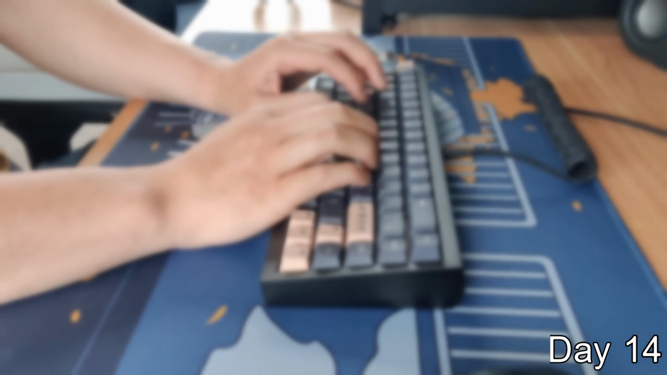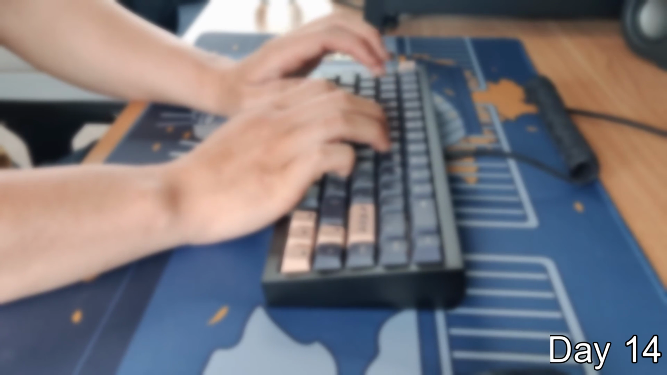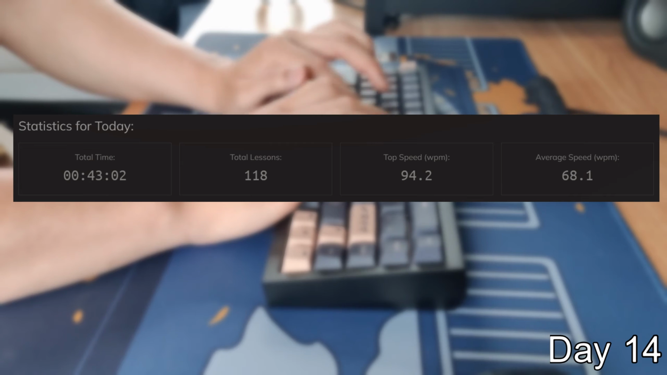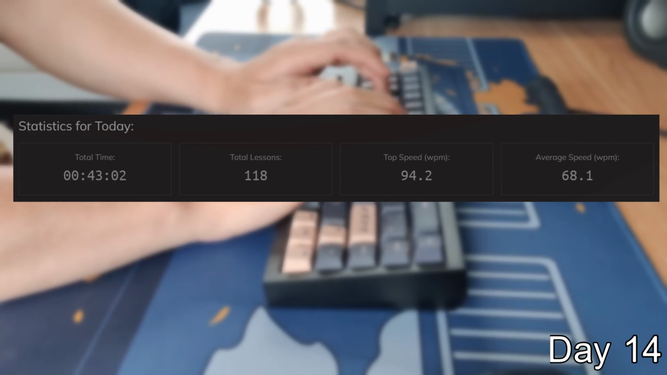So here I was, day 14, my last chance to hit an average of 80 words per minute, and in order to complete my challenge, I needed 3 words per minute. I knew I could type above 80 words per minute. My current highest was 94, and I got that on day 1, but this was about consistency.